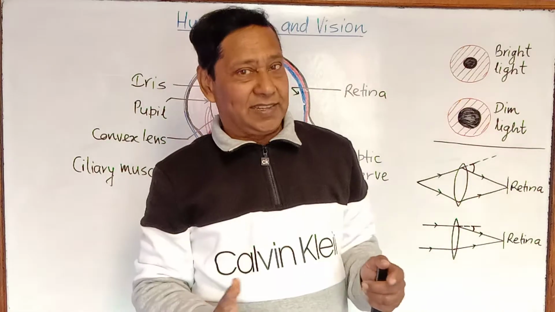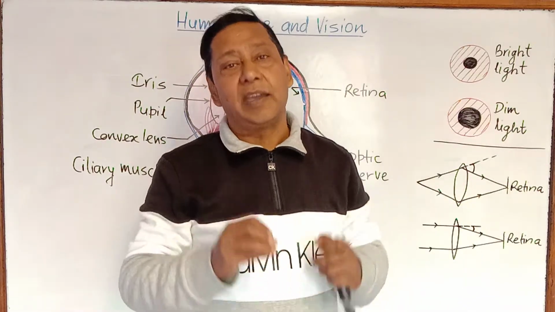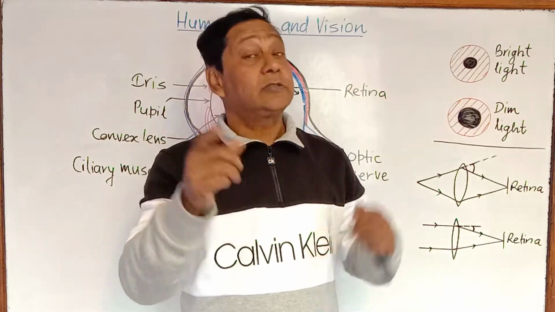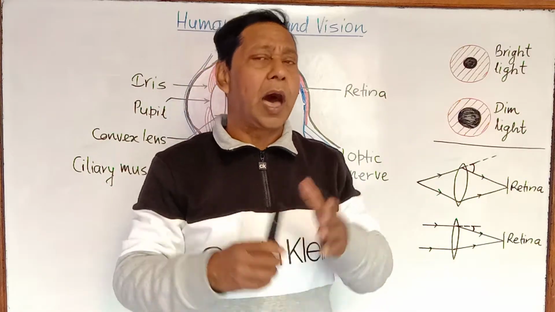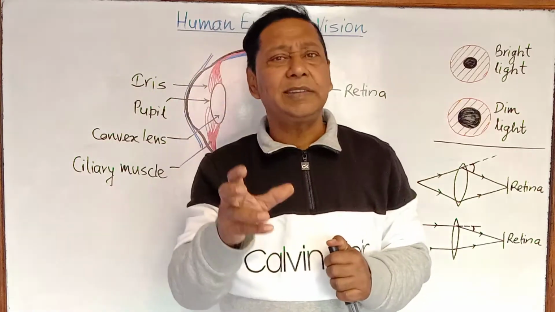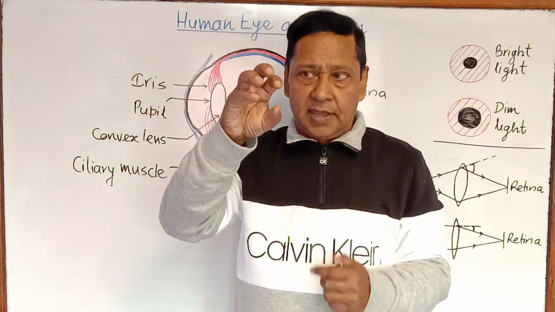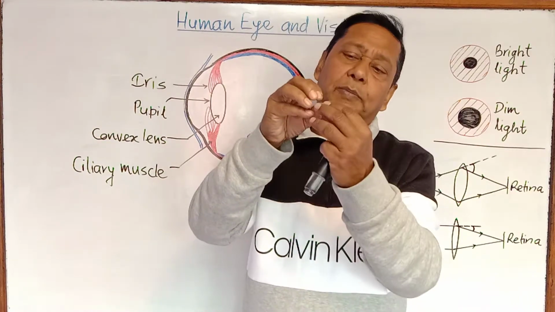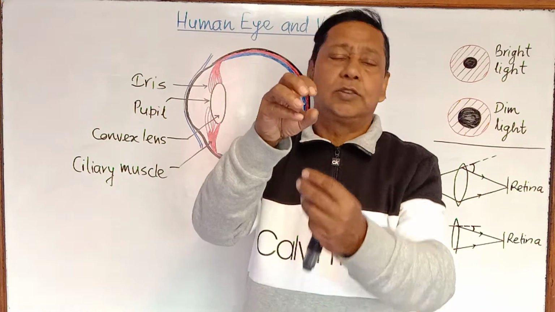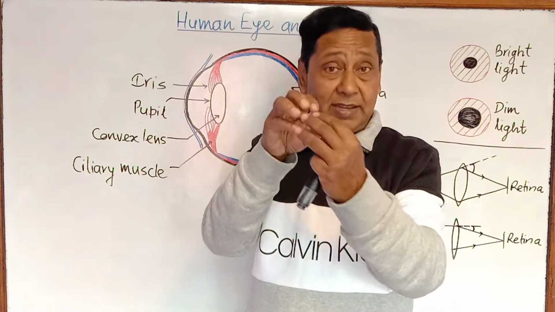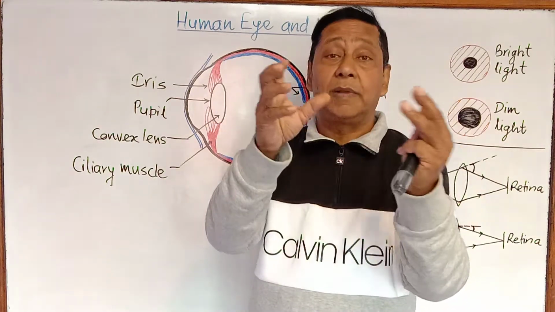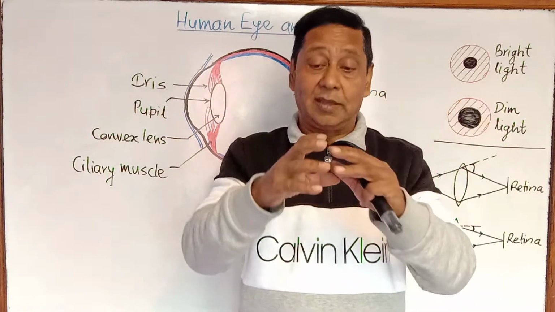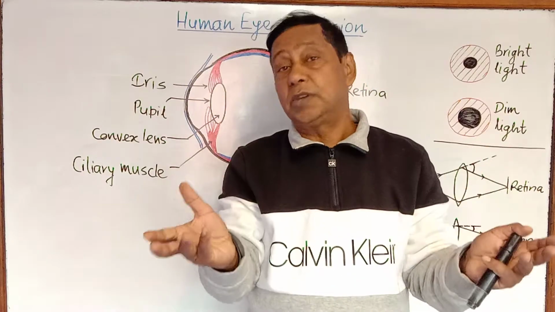But more than that, the prime important function of iris is to regulate the amount of light entering into the eye. How? In bright light, iris contracts and it makes the pupil small. And this small pupil allows a very small amount of light to enter into the eye. But since the light is bright, the intensity of light is high, that's why this small amount of light is able to make us see that object clearly.